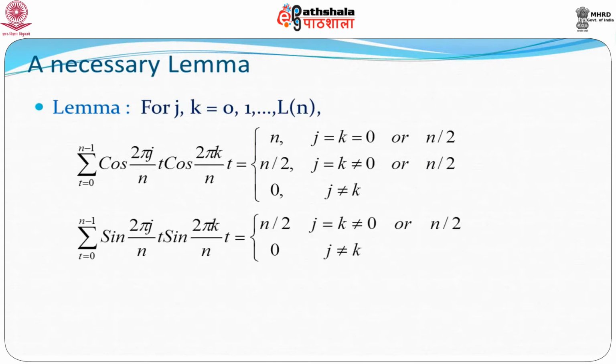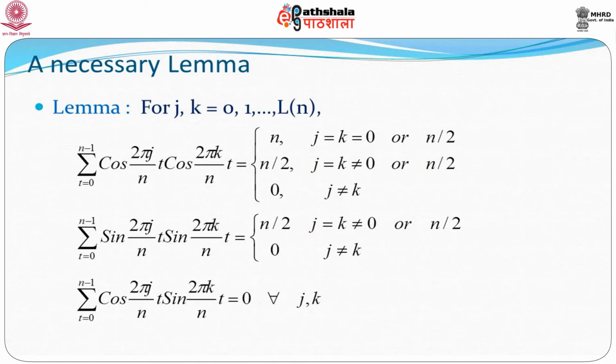Whereas for the sine functions, the product of the sine functions summed over t would be n/2 if j is equal to k, but they are not equal to 0 or n/2. We have seen that if either one of them is 0 or n/2, then the sine function would be 0 for these two values, and hence those two do not come, and it is always going to be 0 if j is not equal to k.